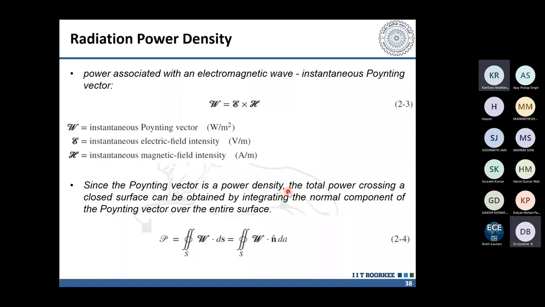Now, if you want the total power, we integrate the power density over the entire surface, right? So we take the normal component of the surface and integrate the power density, and we get the total power radiated, or total power associated with an electromagnetic field, in a field of electromagnetic energy.